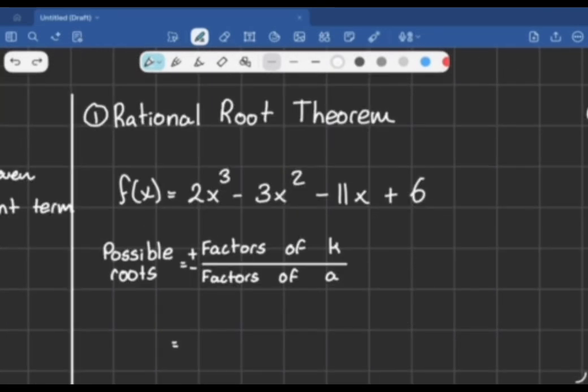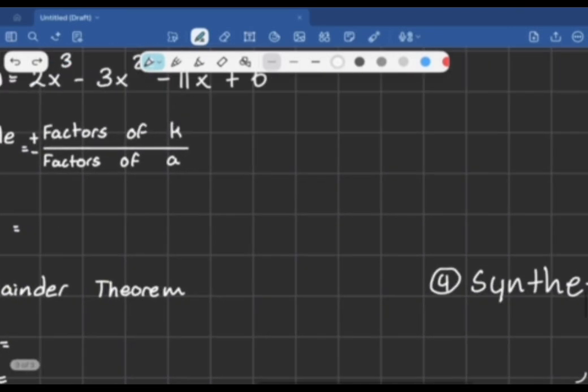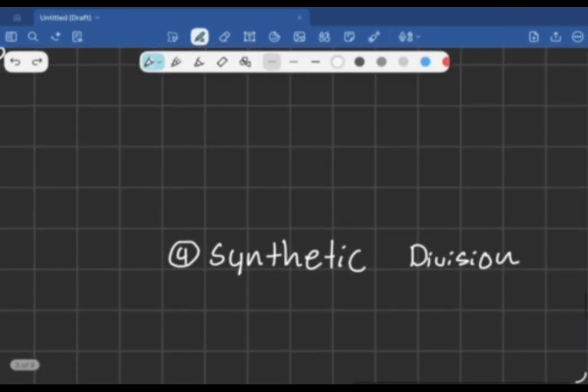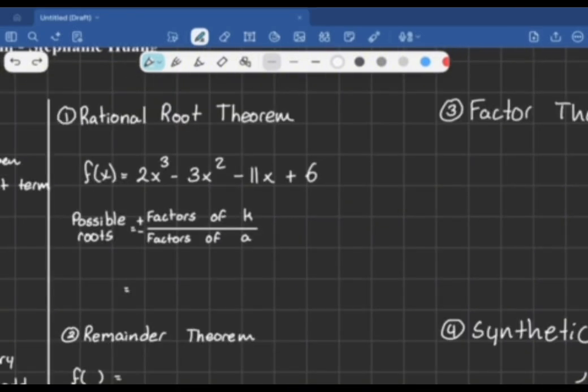Alright, now let's move on to the factor theorem. Instead of guessing random roots, we typically use the rational root theorem, remainder theorem, factor theorem, and of course synthetic division, but we'll get to that. All these theorems together efficiently factor polynomial equations.